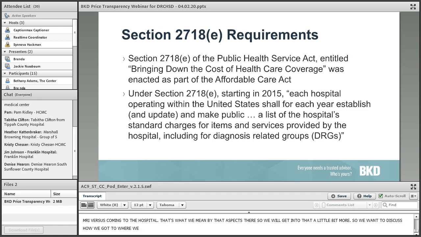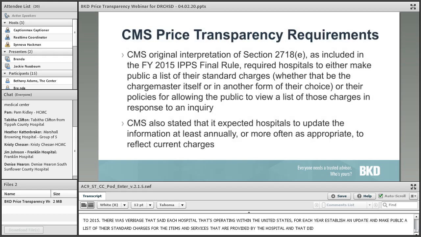I briefly want to discuss how we got to where we are today with price transparency, so we'll take it back a few steps to give you some of that background. Section 2718(e) of the Public Health Service Act was enacted as part of the Affordable Care Act. Under this section, going all the way back to 2015, there was language that said each hospital operating within the United States, for each year, must establish and update and make public a list of their standard charges for the items and services provided by the hospital. And that did include the DRGs.